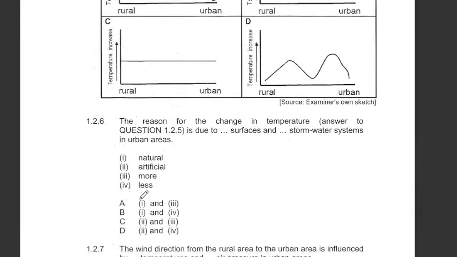The reason for the change in temperature is due to, let's say, change in temperature in the urban area. Obviously, it's not natural vegetation. So wherever there is one is wrong. Okay. So 2 is right. So it's due to artificial surface, which is Roman number 2, and then dash stormy water systems. So the answer is with the rate. So, yeah, it's C.